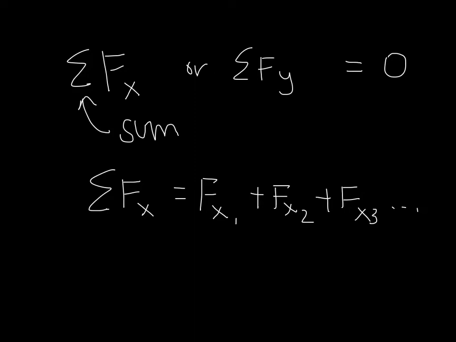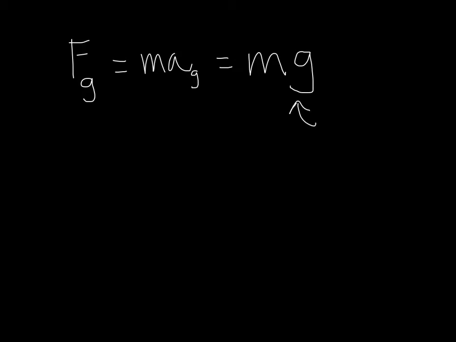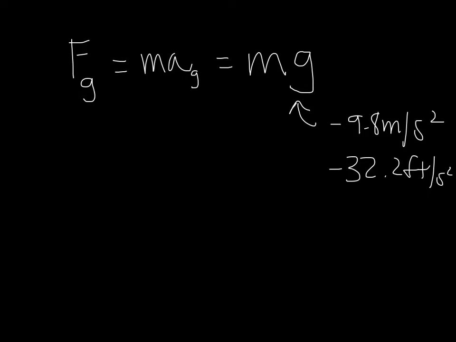One of our forces that we always have in the y direction if an object has mass is the force due to gravity, and that is equal to mass times acceleration, and that is in particular the acceleration due to gravity, and therefore that's equal to mass times gravity, where gravity is negative 9.8 meters per second squared, or negative 32.2 feet per second squared. And that is also equal to weight.